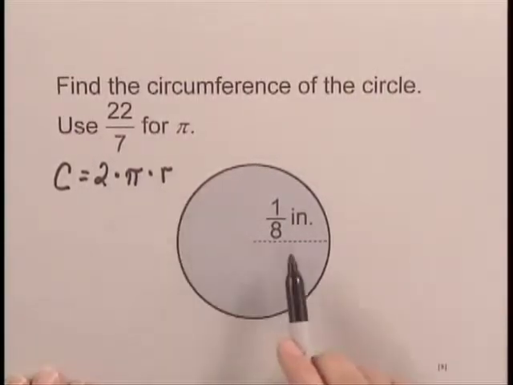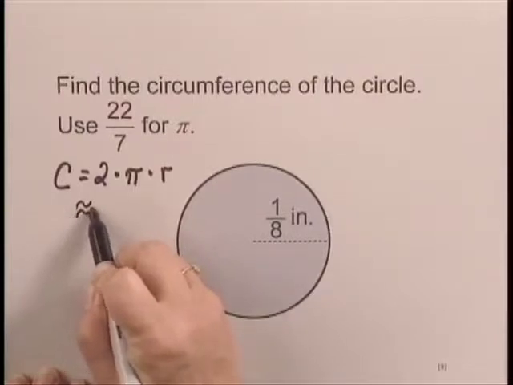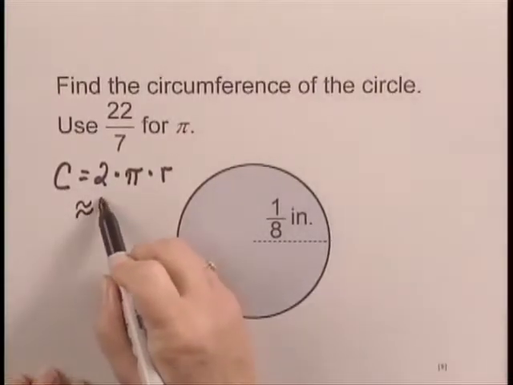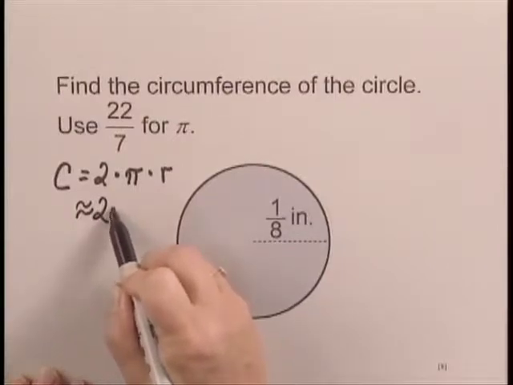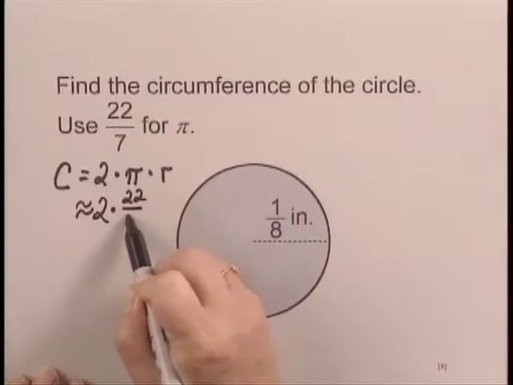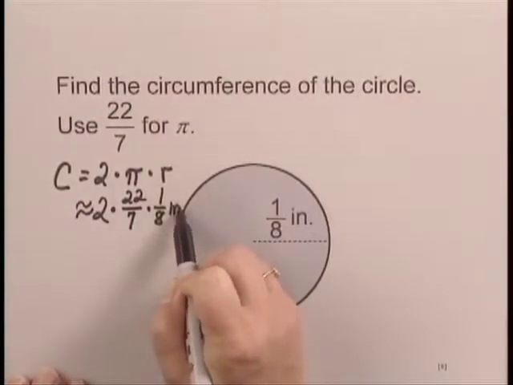R we're going to replace with the radius 1/8 inch. I'm going to, in this step, use an approximately equal to sign because I'm going to substitute pi with an approximation. So I have 2 times pi, which is approximately 22/7, times 1/8 inch.